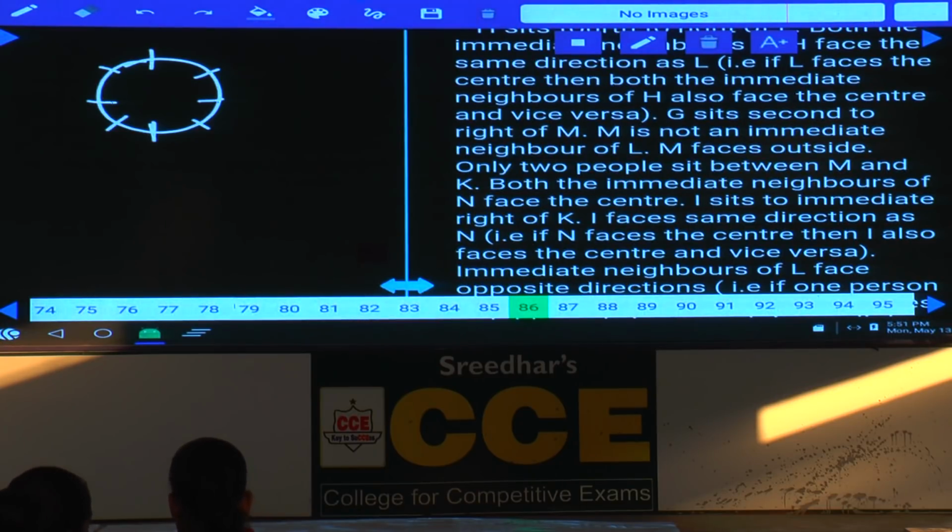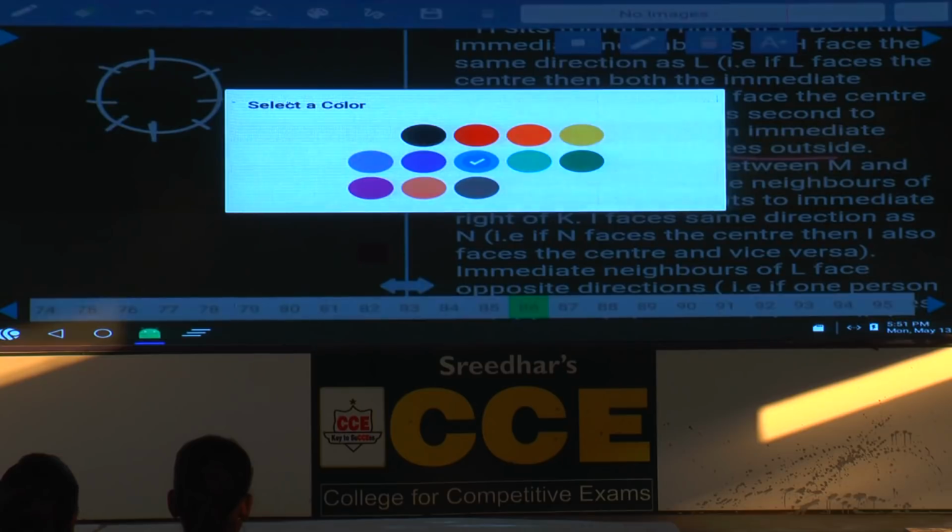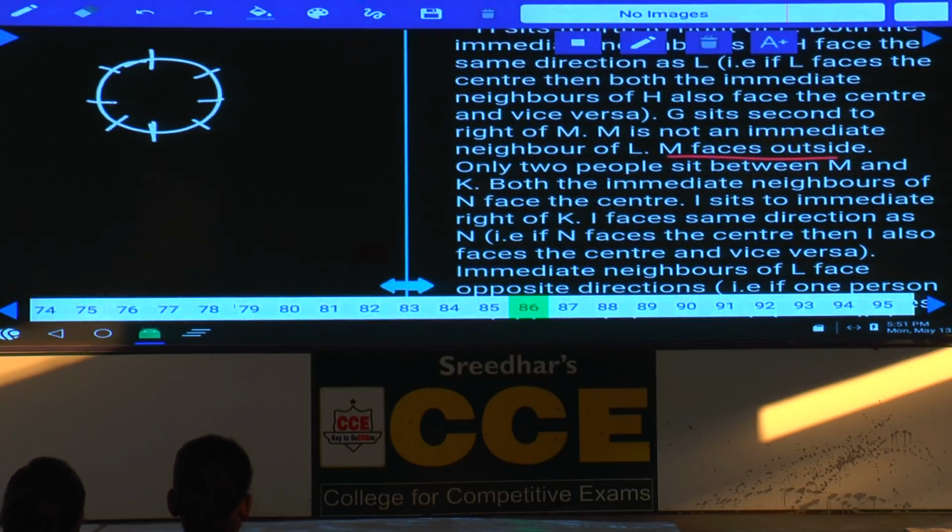G sits second to the right of M, and M is not an immediate neighbor of L. M faces outside. Now this is where we got the information. Where is this M? M is facing outside. And G sits second to the right of M. G is here. And M is not an immediate neighbor of L. Hence L cannot be in these two places. Are you following this one or not? L cannot be in these two places.